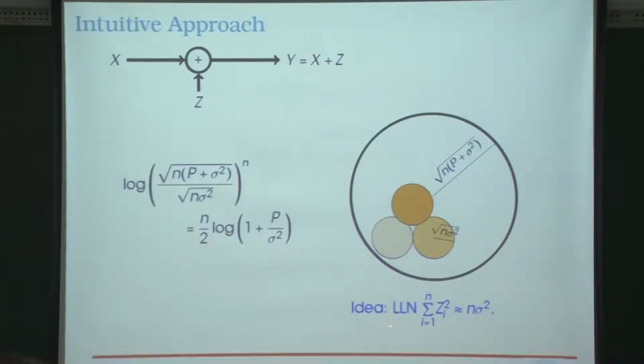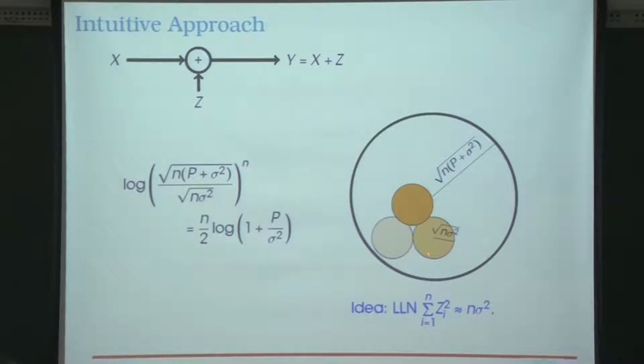But what we know is that y is x plus z for a vector z_1 to z_n, and if you sum up the powers, they behave like n times sigma squared. This is the law of large numbers. There will be a plus or minus O(n) term here, but we are ignoring that, and we are saying that roughly the power of this noise vector is n times sigma squared. Is that clear?